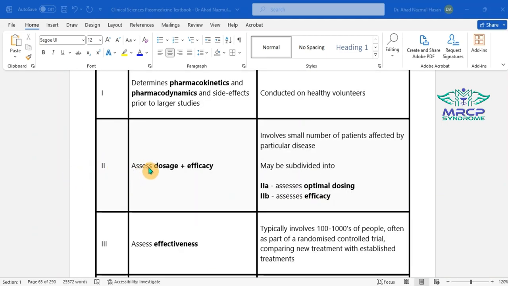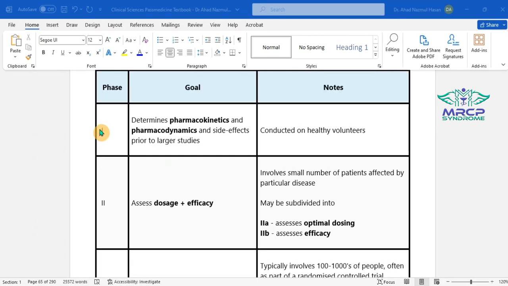Phase 2 will assess doses and the efficacy. And phase 2 is further subdivided into phase 2A and phase 2B. Phase 2A will assess the optimal dosing. Phase 2B will assess the efficacy. So after D comes E, after A comes B. So 2A, dosing, 2B, efficacy. And phase 1 will determine the pharmacokinetics and pharmacodynamics of the newly trial drug.